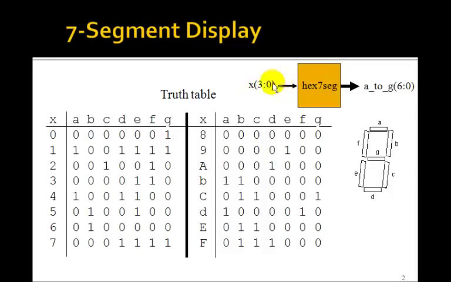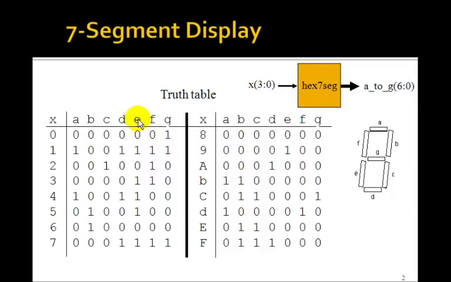The 4 bits are inputs, that's the x, and A to G are going to be the 7 outputs, A, B, C, D, E, F, G. So A to G sub 6 is going to be A, and A to G sub 0 is going to be G. So all we have to do is find logic equations for each of the A, B, C, D, E, F, G, and we can do that just by drawing Karnaugh maps.